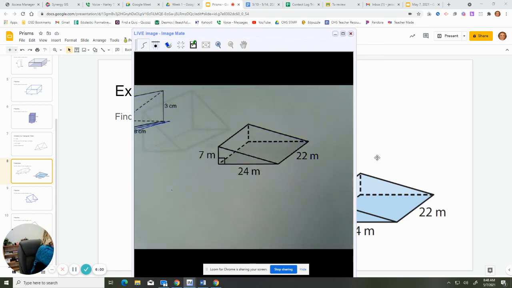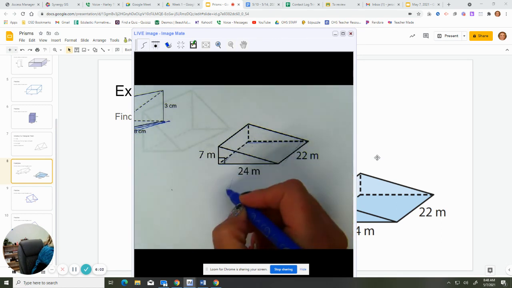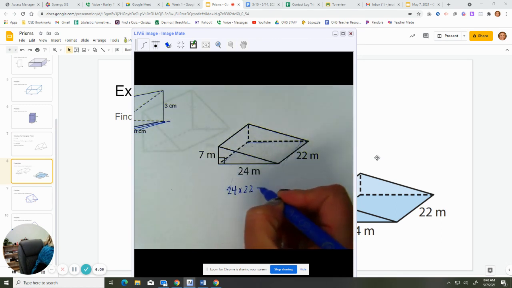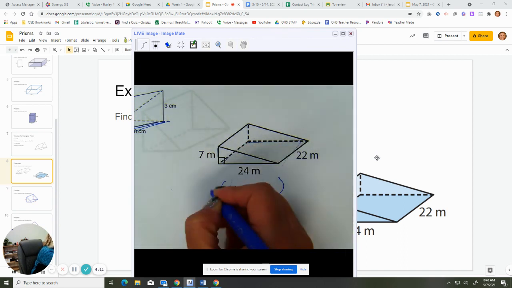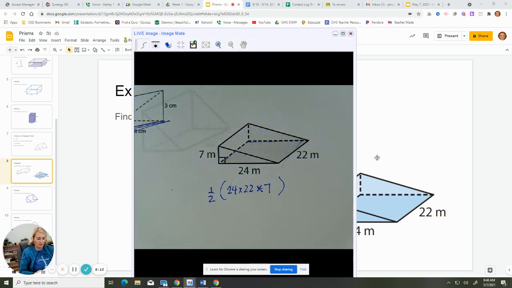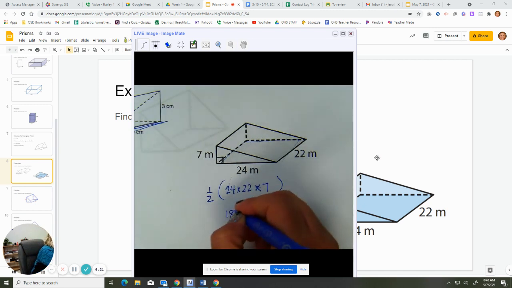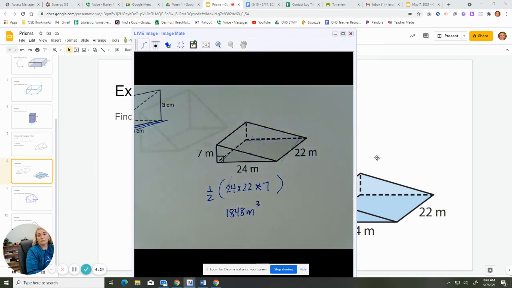If I look at this one, my base is this part here. So it is 24 by 22. My height is 7. And again, I have to take half of that. So 24 by 22 by 7 divided by 2, 1848 meters cubed. Okay? So really, you're doing the exact same thing as we were doing for the rectangle. We are just now making it in half because it's cutting our rectangular prism in 2.